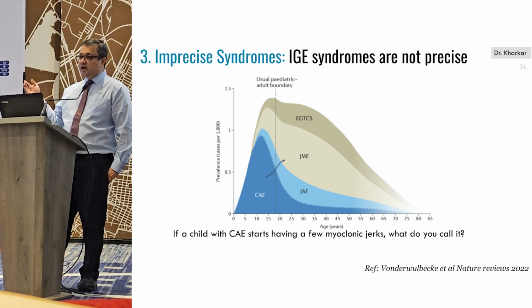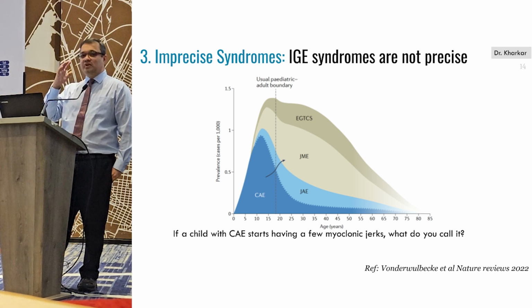Do you call them childhood absence epilepsy with myoclonic jerks? Or do you say, oh, my mistake, this was juvenile myoclonic epilepsy from the start? We don't know. People call them by different names. Suffice to say that I think I have made my point: don't stick to one epilepsy syndrome and decide that this is the epilepsy syndrome, no matter what, and I'm going to treat only with this group of medication.